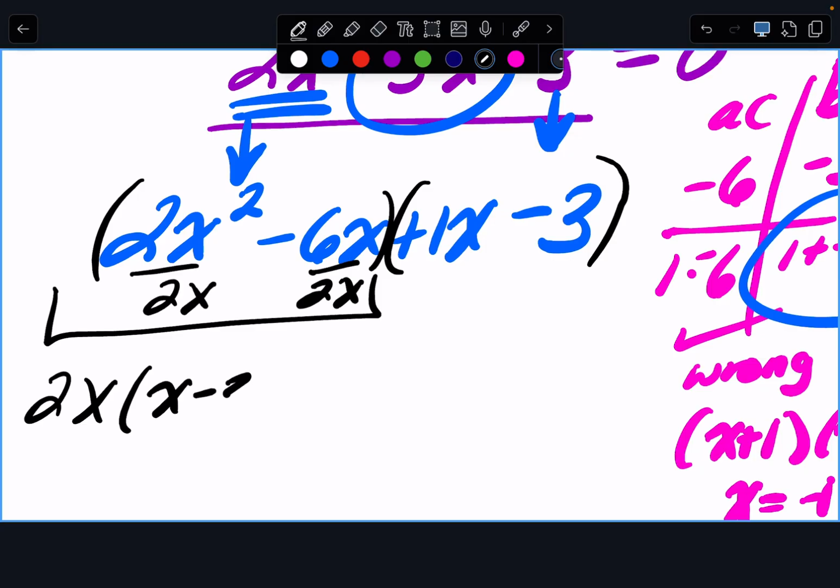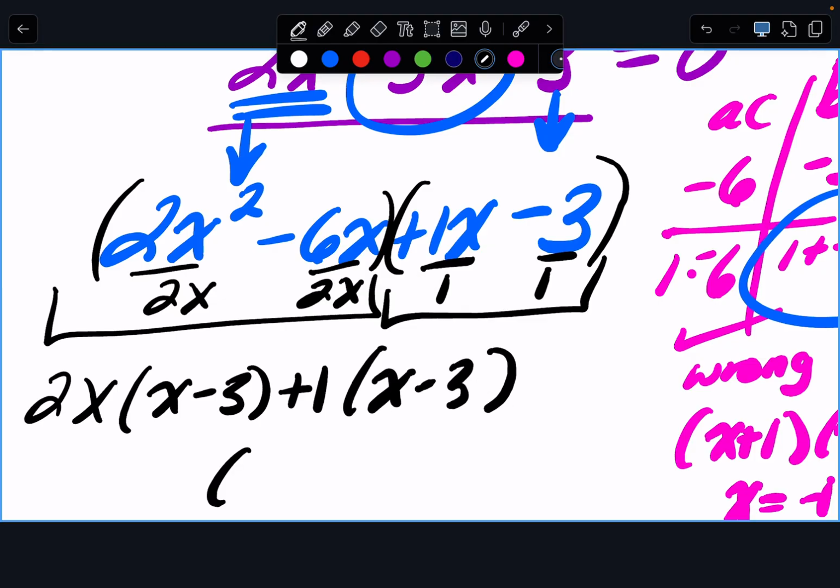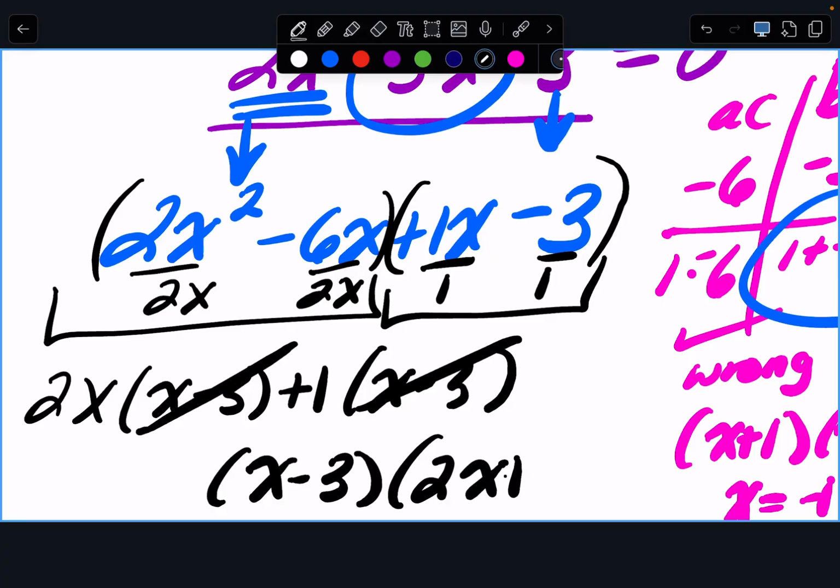Left is x minus 3. Pull out positive 1. If there's nothing to pull out, yes, there is. It's a 1. We know that at our level. We pull out positive 1, divide by 1, divide by 1. Left is x minus 3. So we pull out x minus 3. It divides out. Left is 2x plus 1.